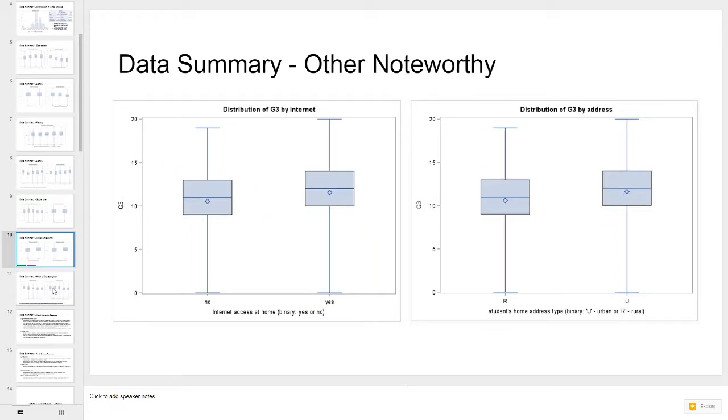Next slide. So some other noteworthy ones I wanted to show: internet access, because you do see a big jump in final grades for students who have home internet access.